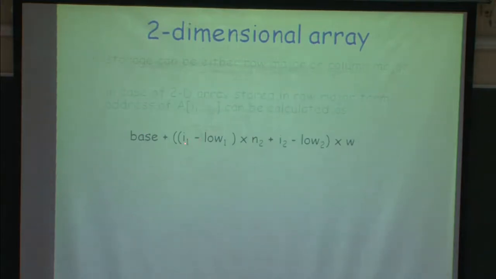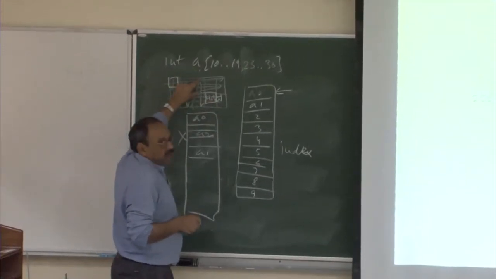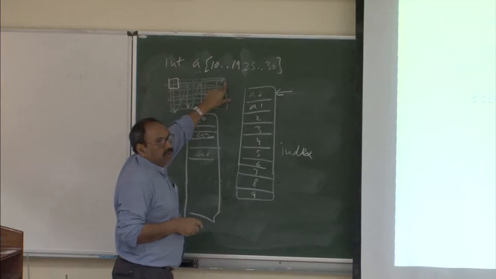Okay. And then I'll say that this is giving me the row number minus whatever is the low index of I, multiplied by the number of elements in each row, which means the number of columns. So you have to see very clearly that when I'm computing this, I'm saying how many rows are before that and multiplying that by the number of columns. So N2 gives me the number of columns I have.